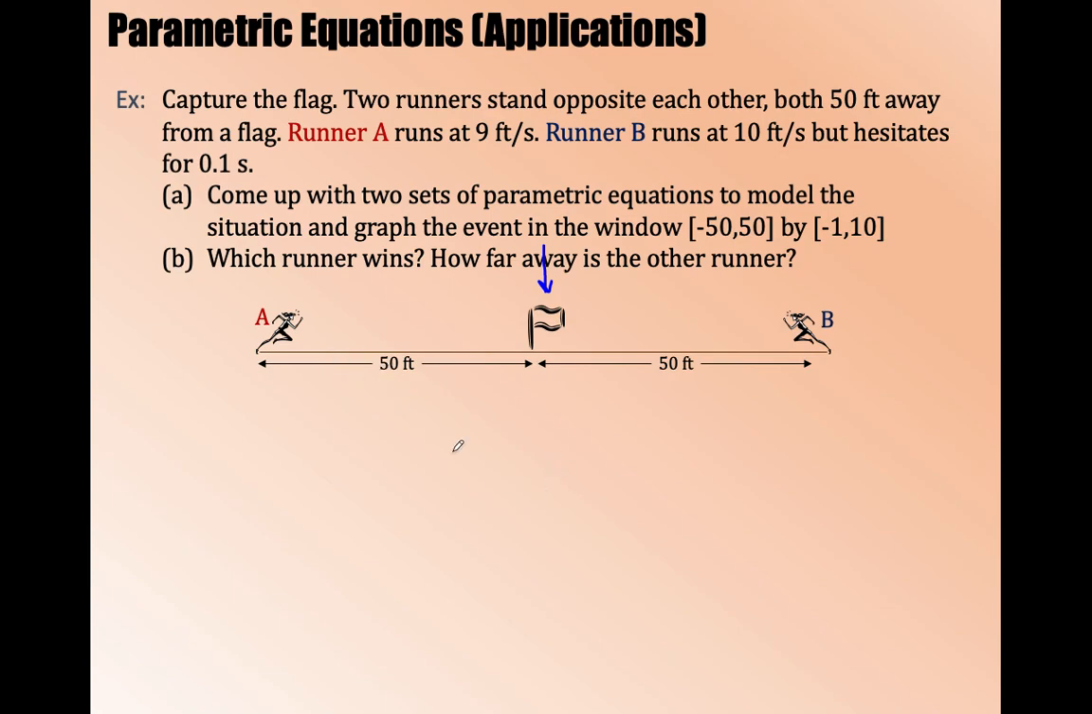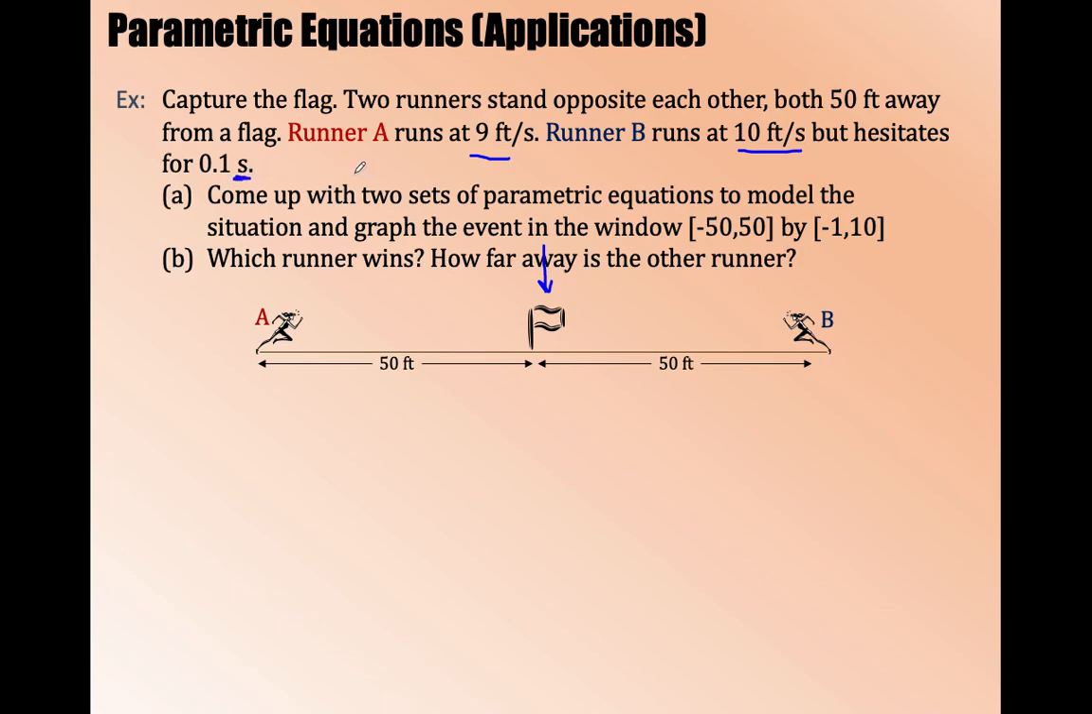So I have two runners standing opposite one another 50 feet away. Notice these numbers, velocity, speed, obviously because speed is the absolute value of velocity, and of course you're running. Now they are running in different directions, right? So you need to think about that. But runner A is faster than runner B. I'm sorry, the other way around. Runner B is faster than runner A, but runner B hesitated for just a microsecond there.